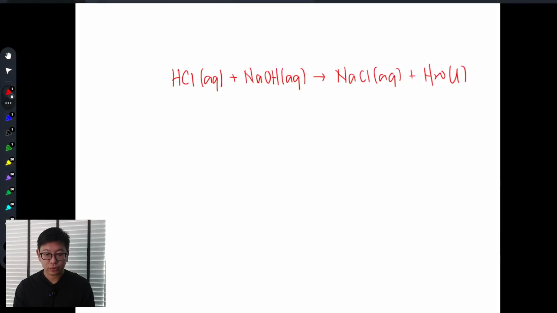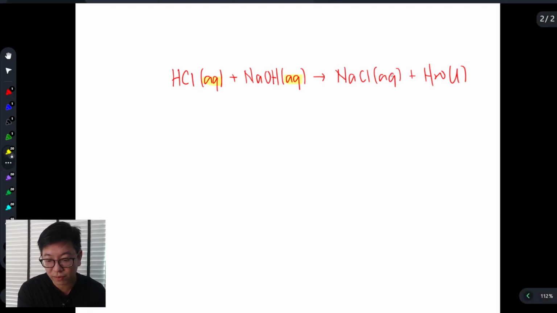Here I've written a balanced chemical equation: sodium hydroxide and hydrochloric acid to form sodium chloride and water. With ionic equations, you need to make sure you first of all have the state symbols, because without that you cannot really do the ionic equation.